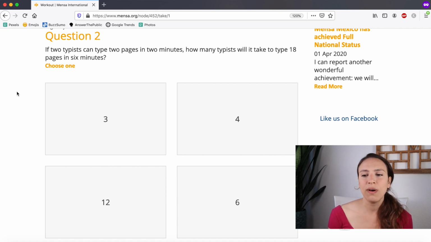So they want to know how many can type 18 pages in 6 minutes. Well, one person, if they're typing one every 2 minutes, in 6 minutes, they'll get to 3. So 18 divided by 3 is 6. So I'm going to need 6 typists.